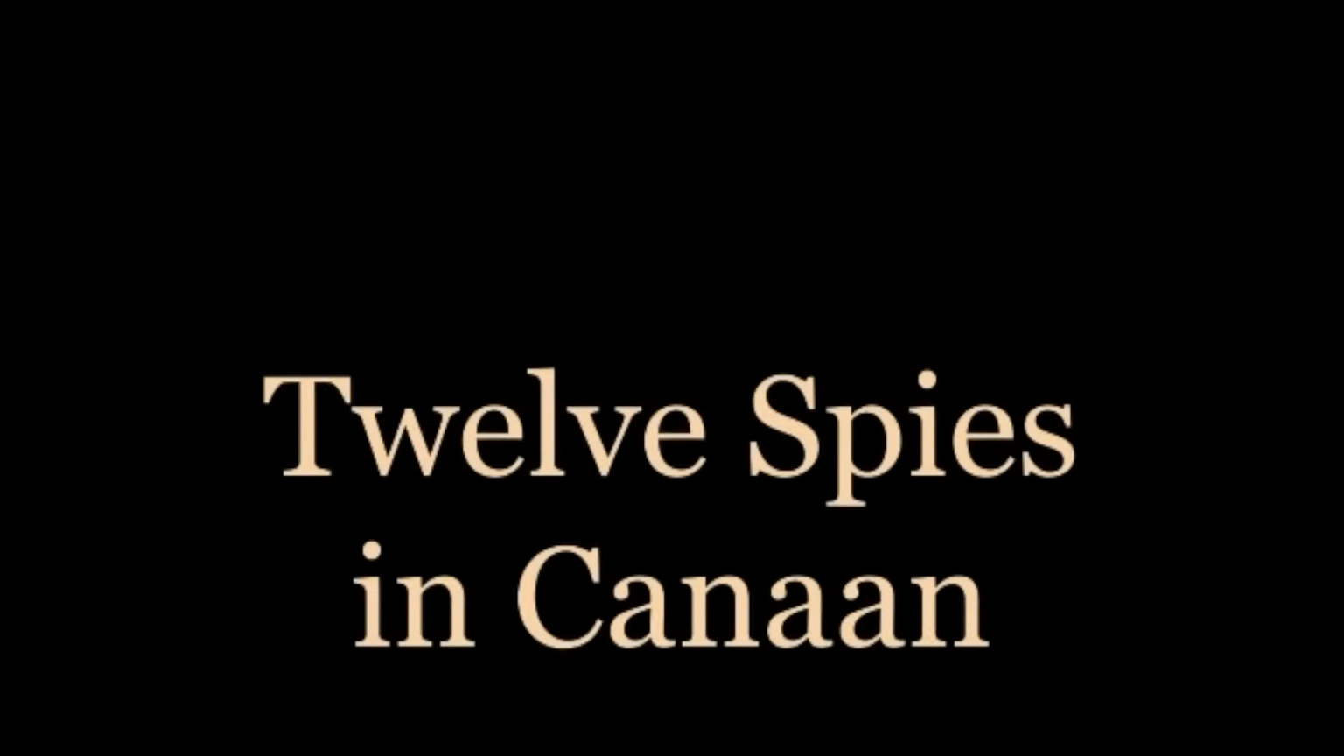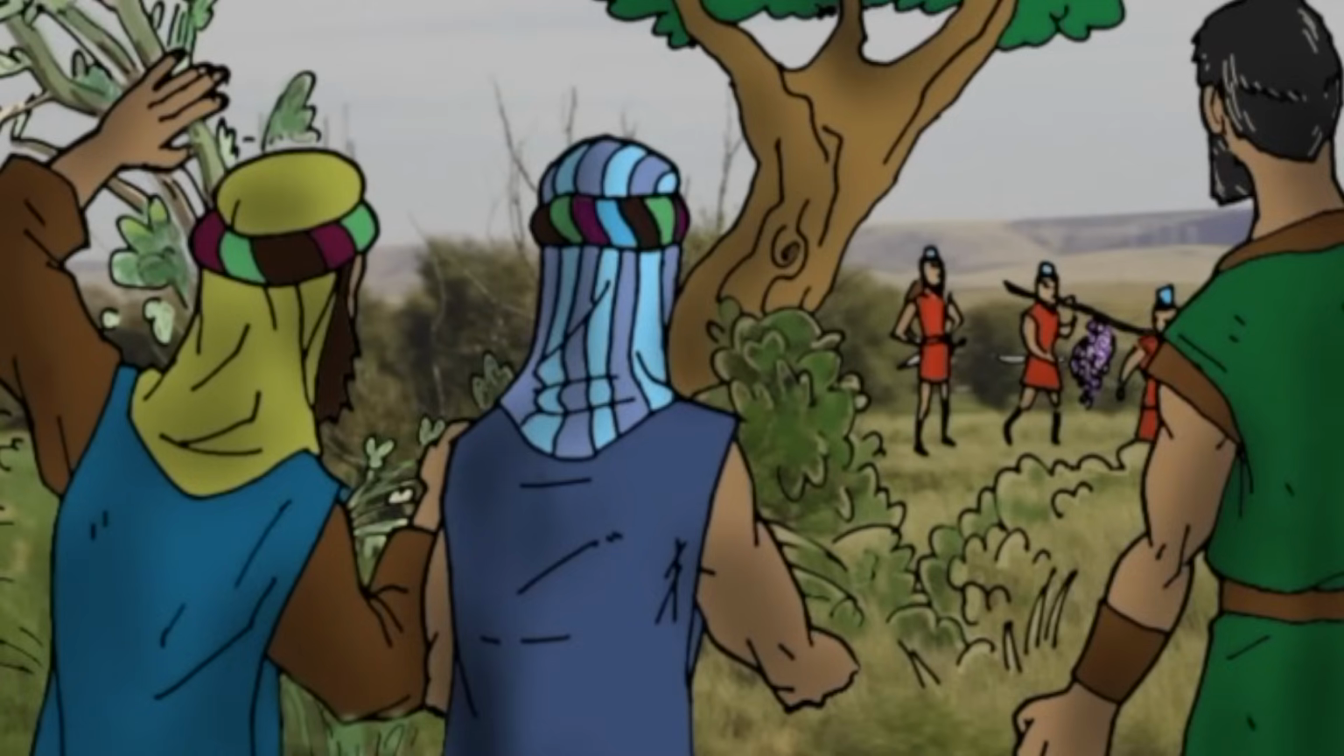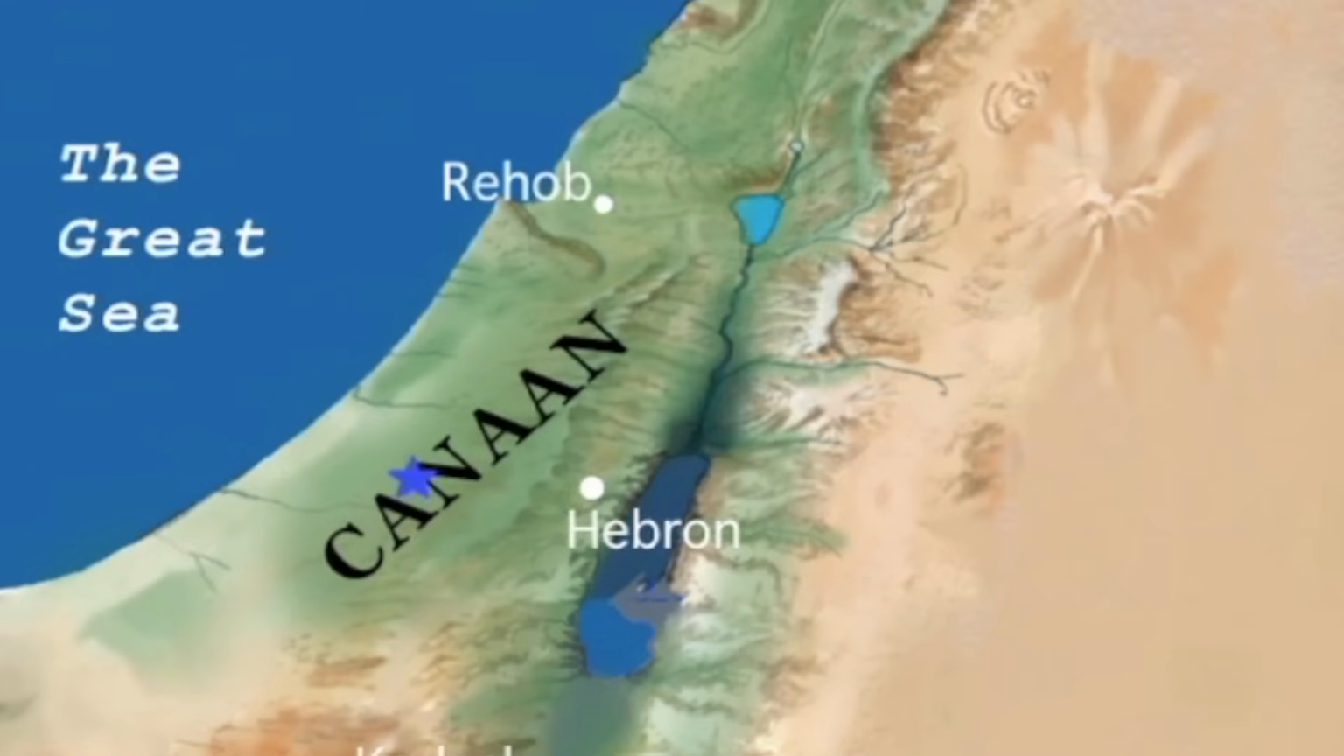12 spies in Canaan. Numbers 13 through 14. The Israelites journeyed closer to Canaan, and Moses sent 12 men on ahead to spy out the land. Each man was a tribal leader. They traveled through the land for 40 days. Afterward, they gave a report.